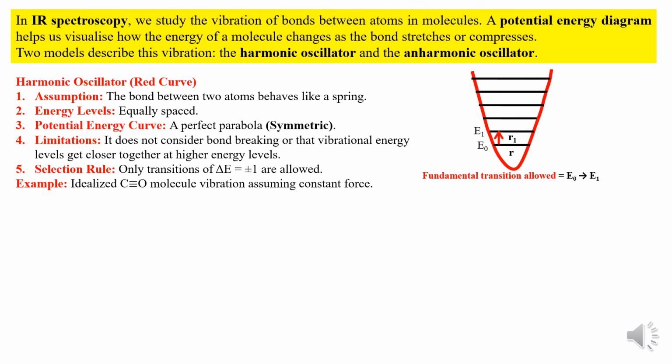And what are the limitations that you come across in the case of the harmonic oscillator? The harmonic oscillator does not consider bond breaking, or that vibrational energy levels get closer together at higher energy levels. And only the fundamental transition is allowed, that is from the ground state E0 to the first excited state E1. So only one transition is allowed, which is called the fundamental transition.